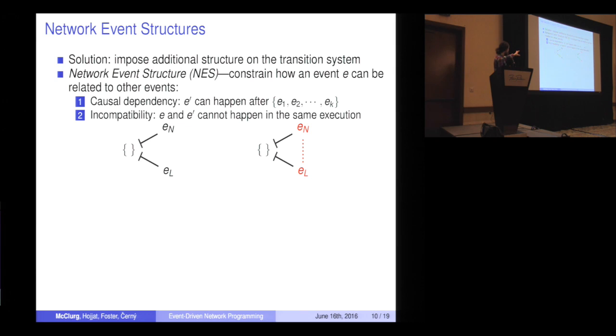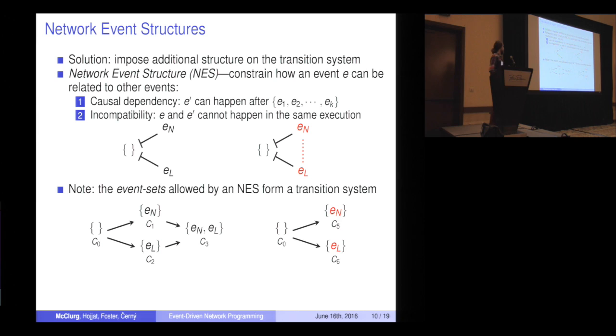Using this, we can think about what are the sets of events that have occurred at each step of the program. And we can see that those event sets actually form a structure. It turns out that these two examples that I've shown here are exactly the transition systems from the previous slide, with events on the nodes.